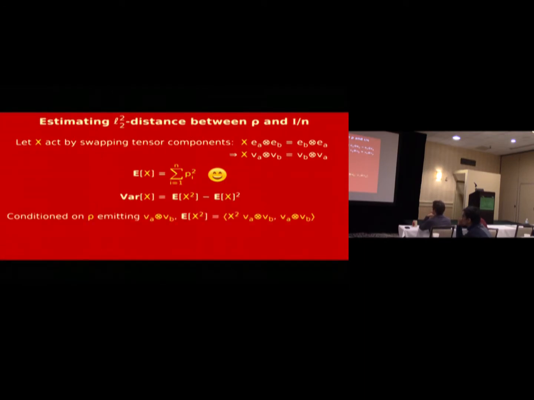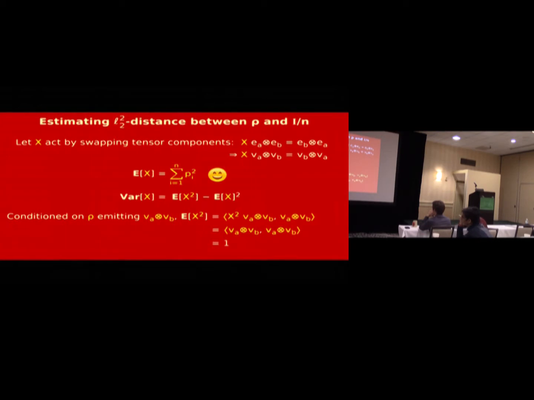What you see, we write the same thing, but now there's something a bit funny. What is x squared? It's the identity operator. You swap the vector components, tensor components, and then you swap them back. So this is just equal to VA tensor VB, inner product with VA tensor VB. So it's always 1. Okay?